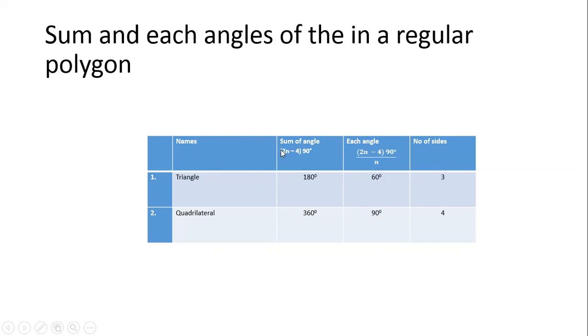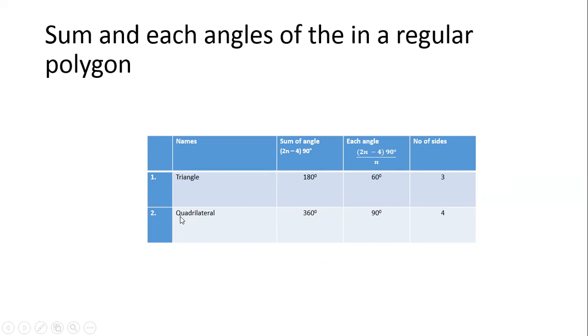So when you substitute that, 2 times 3 will give us 6. 6 minus 4 is 2. 2 times 90 is 180 degrees. And the name of that shape is triangle. Then each angle will be the sum of the angles of the triangle divided by the number of sides. So 180 degrees divided by 3 will give us 60. And that's what? An equilateral triangle.